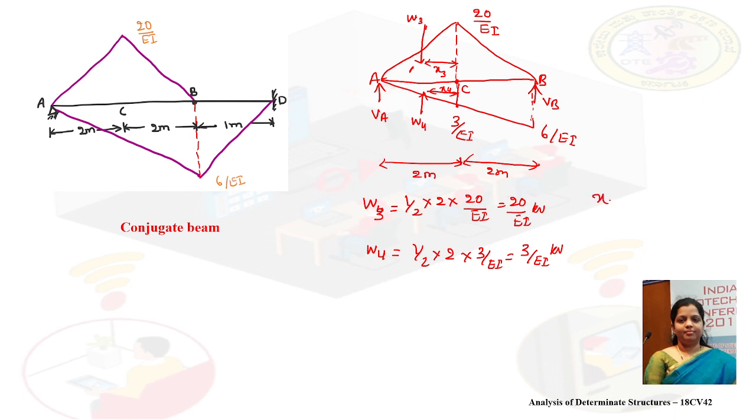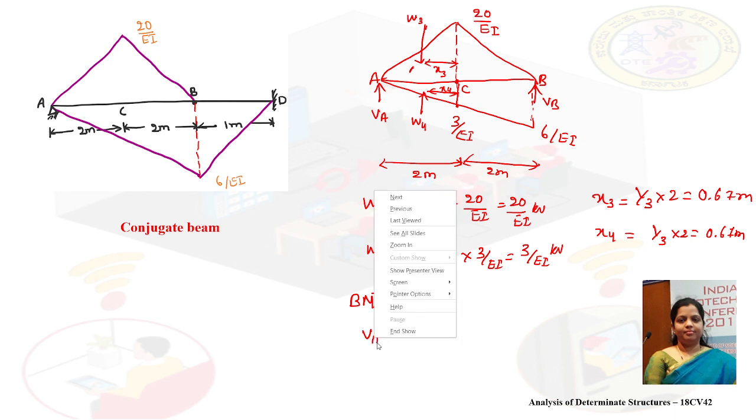Similarly, X3 is 1/3 of 2 meter. It is 0.67 meter and X4 is 1/3 of 2 meter. It is 0.67 meter. Now we know that bending moment at C gives us deflection at C.